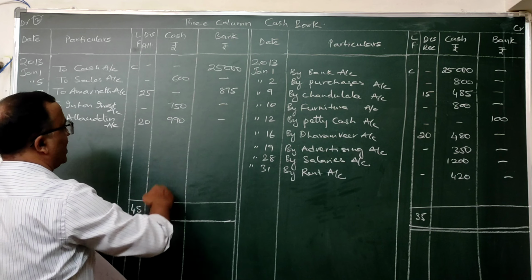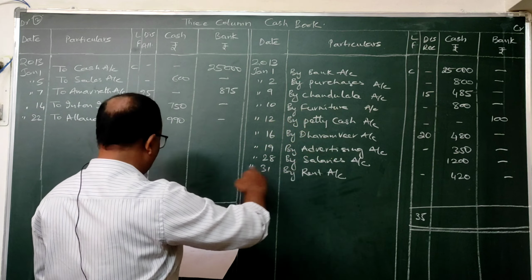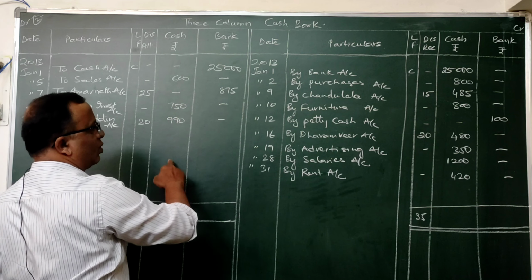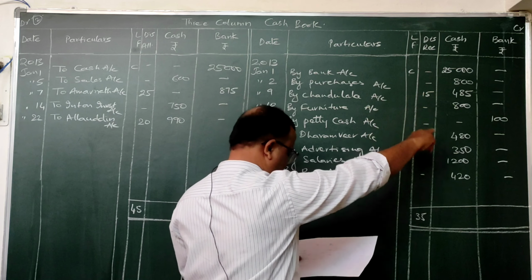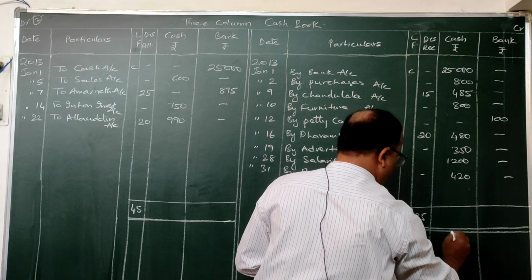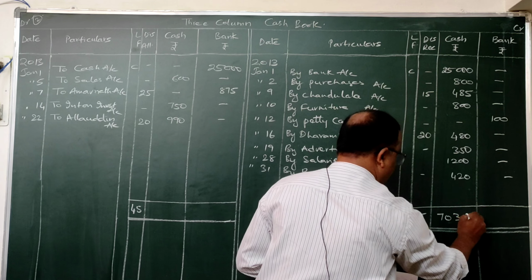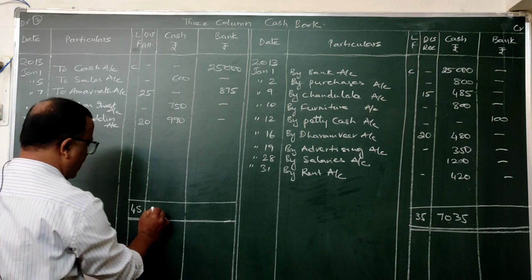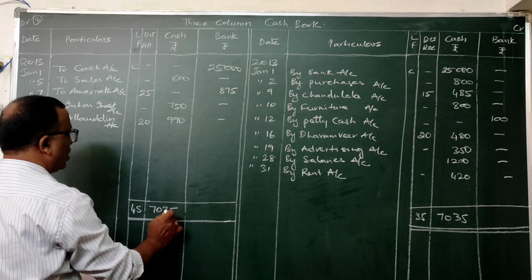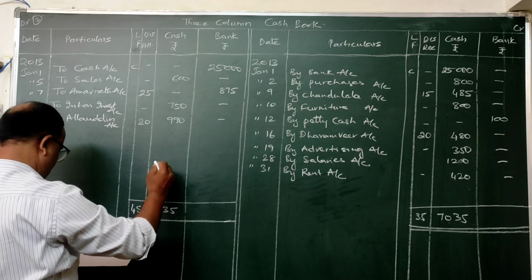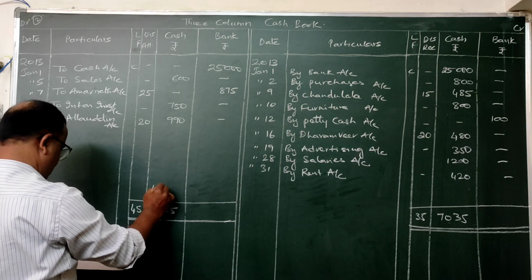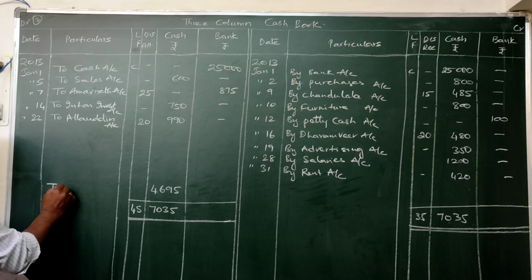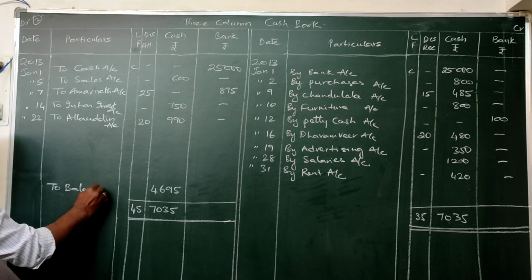So now cash columns you balance, this side as well as that side. Which side is more? Simply by seeing it, you will be able to say that this debit side total is less. Whereas credit side total, if you total it up, amounts to 7035. So the same amount you write here, 7035. Now from that, if you subtract this, you will get a balance of 4695. So this will be to balance carried down.